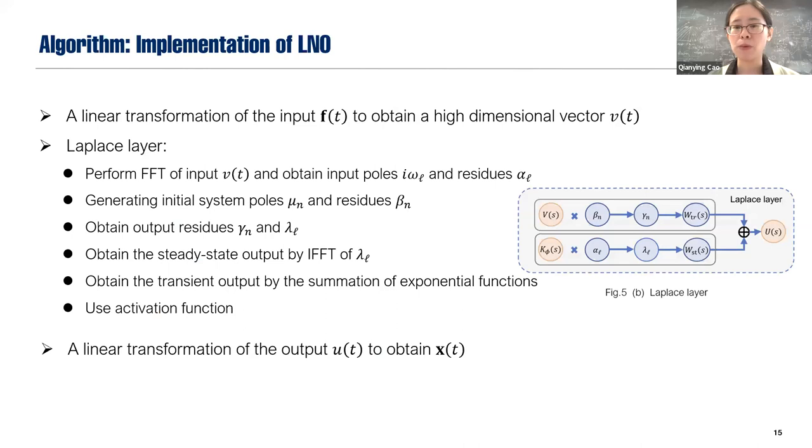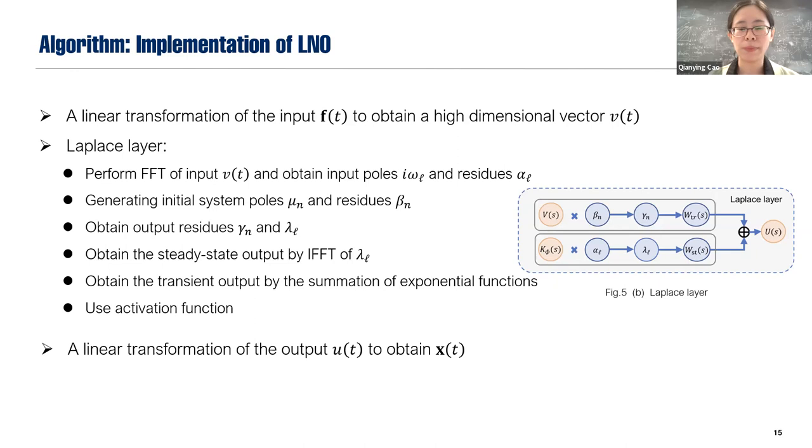In this part, we will introduce how to implement the LNO. It includes three main steps. Two linear transformations are used in the first step and the third step. The second step is the main step, which includes six sub-steps. First, we perform the FFT of input V(t) to obtain input poles iω and residues alpha. We can also use the Prony SS method to decompose the input into the pole-residue form.